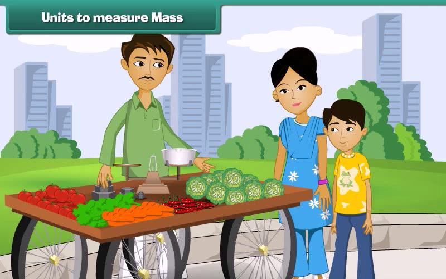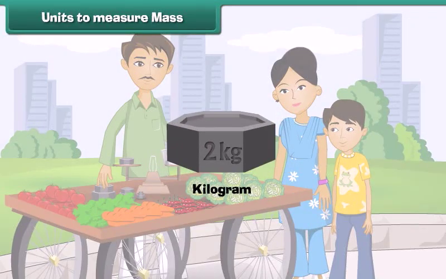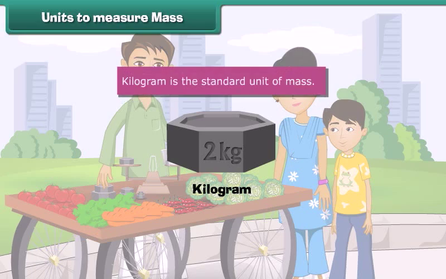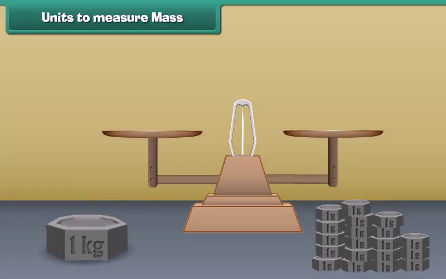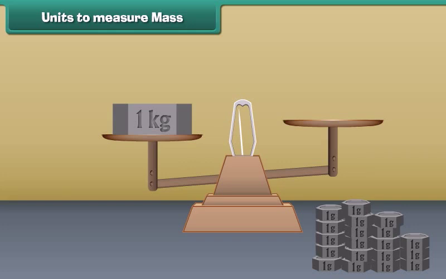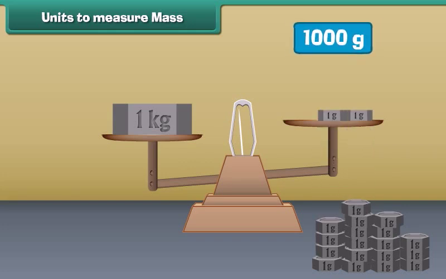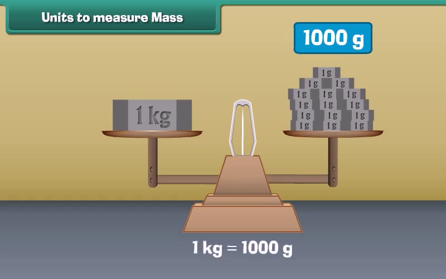You might have gone along with your mother for buying vegetables. You must have heard your mother asking for 1 kilogram cabbage, 5 kilograms potatoes, 100 grams green chili, etc. to the vegetable seller. Kilograms and grams are the two units used for measuring mass of substances, among which kilogram is the standard unit of mass. If 1 kilogram is divided into 1000 parts, then one part is called a gram. This means 1 kilogram is equal to 1000 grams.